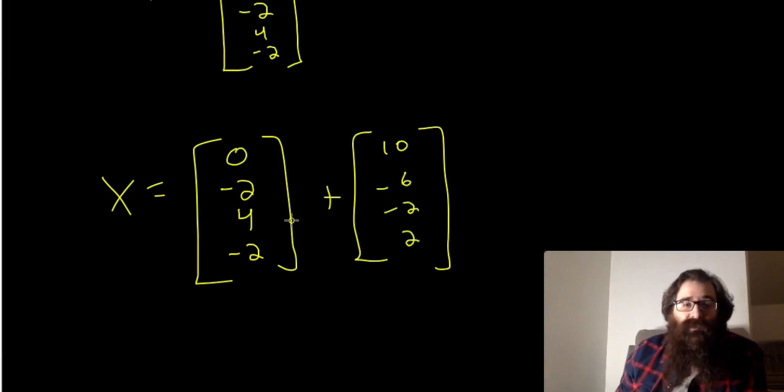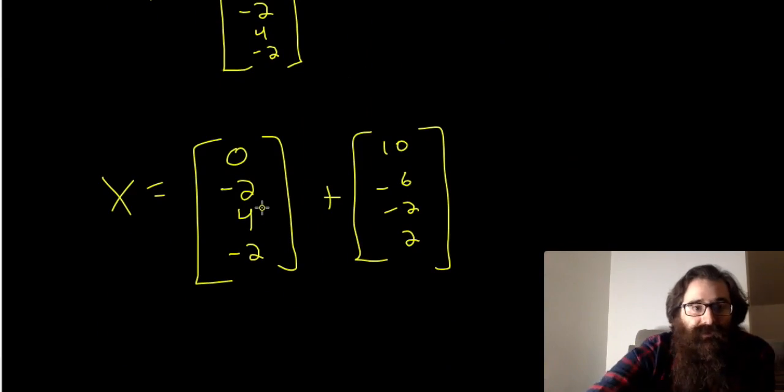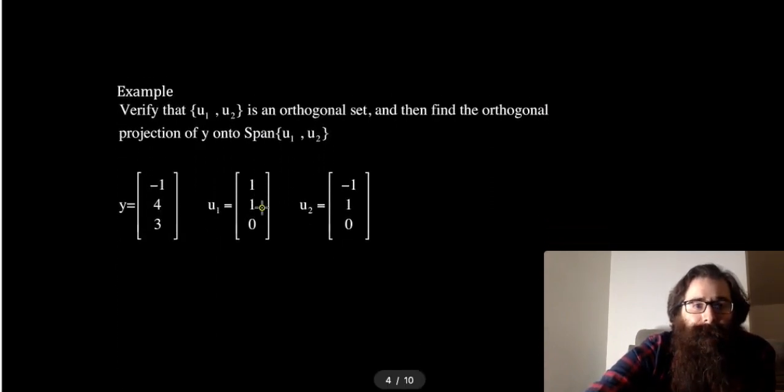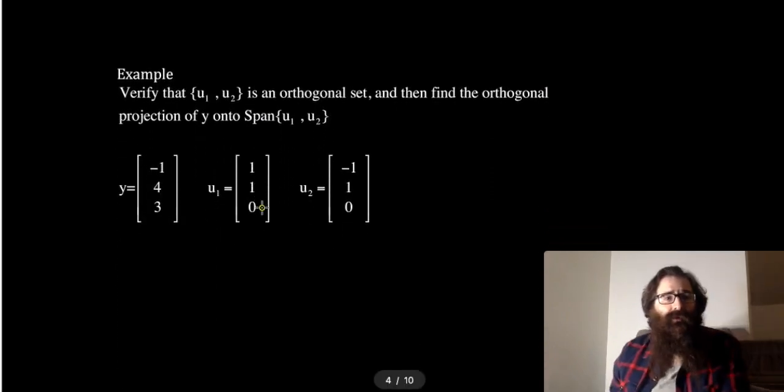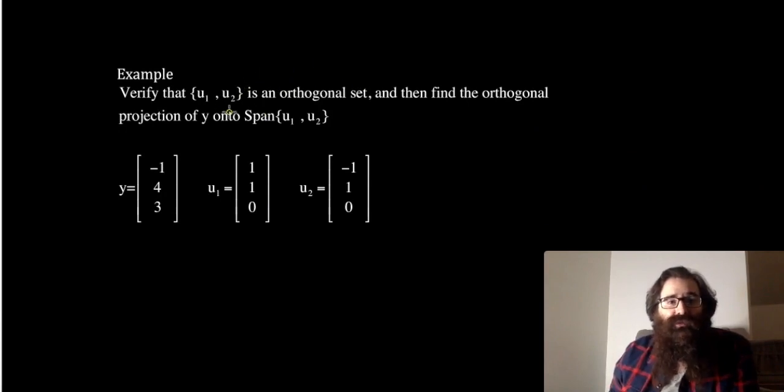And there we have a representation for our vector x. Let's take a look at another example. Verify that u sub 1 and u sub 2 as a set is an orthogonal set, and then find the orthogonal projection of y onto the span of u1 and u2. Now we'll just do this sort of up here in the margin.